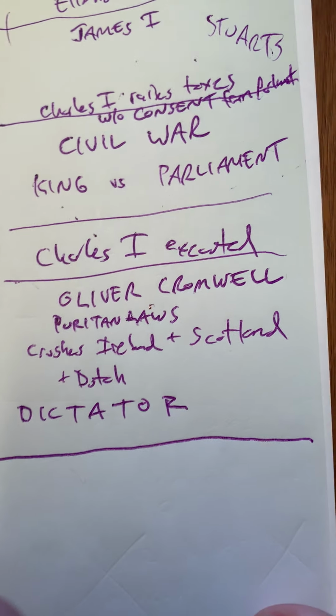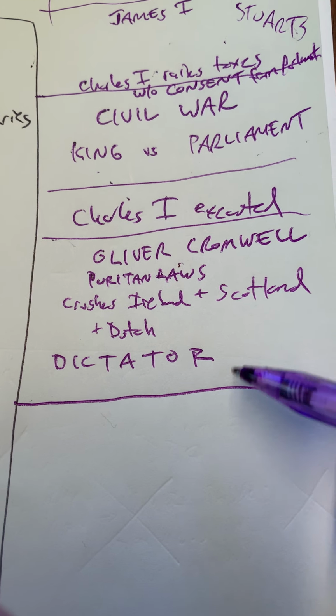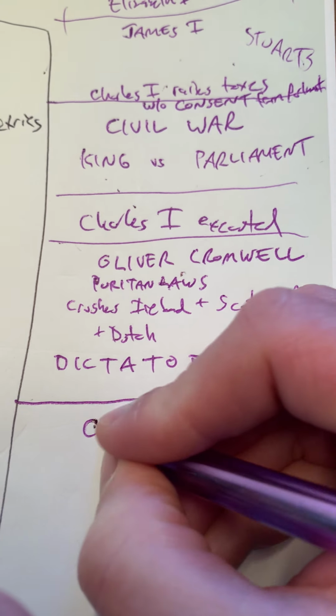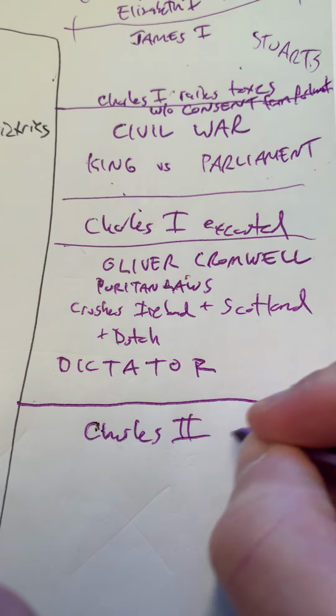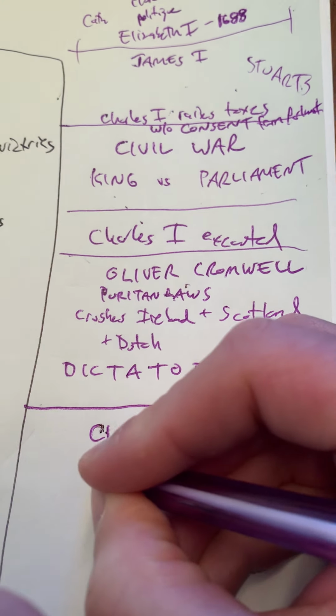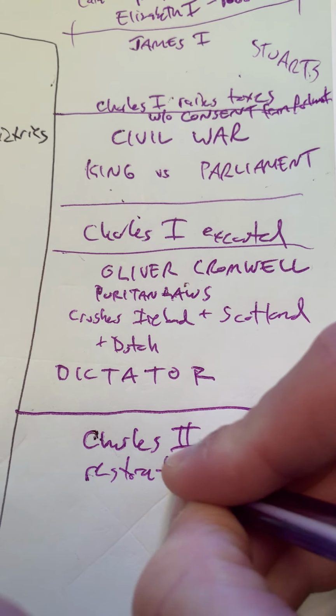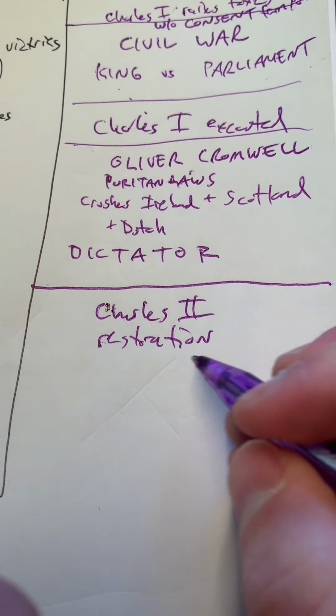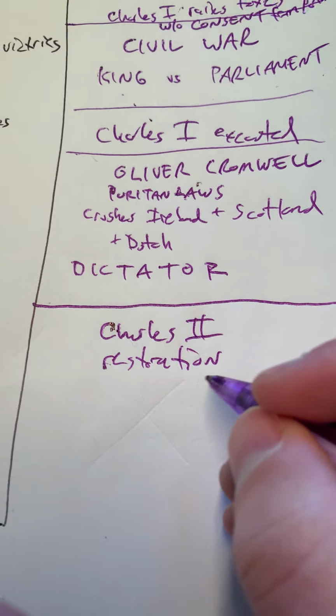After Cromwell dies, Charles II, the son, is invited back. And this is called the restoration of the monarchy. Charles II. And this is the restoration. But again, there are these issues between Catholics and Protestants that bubble to the surface.